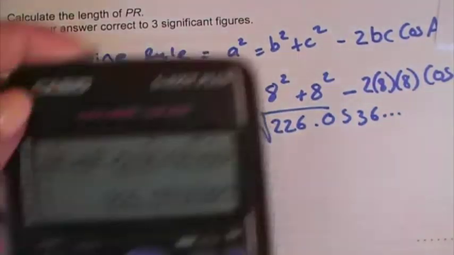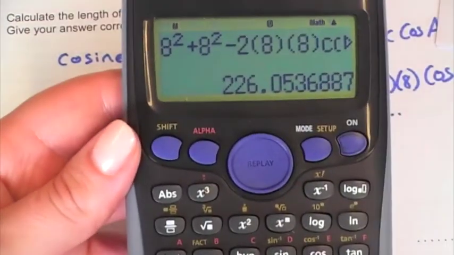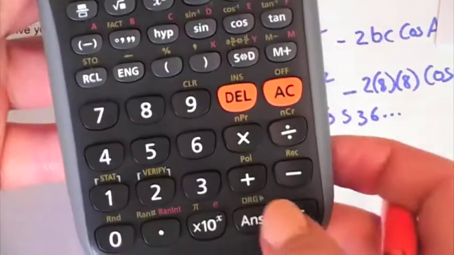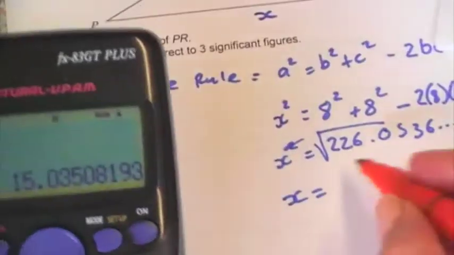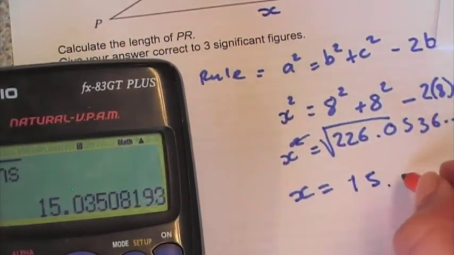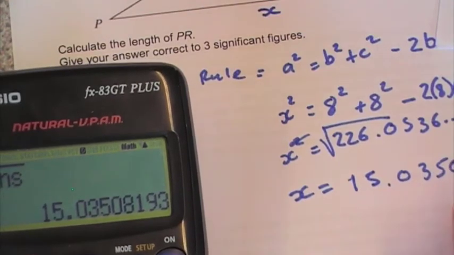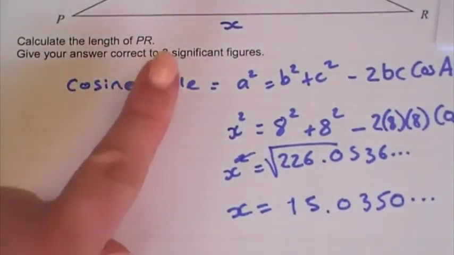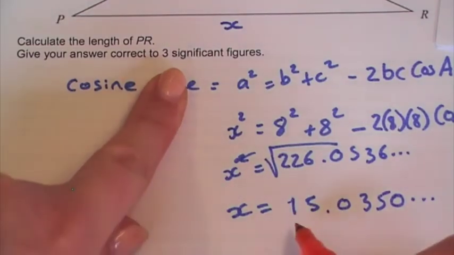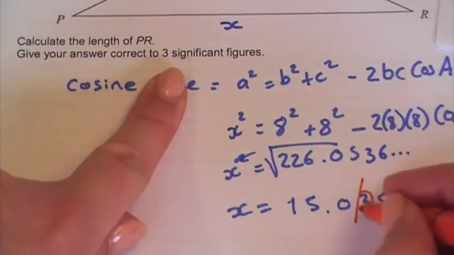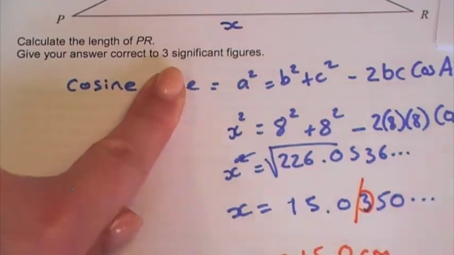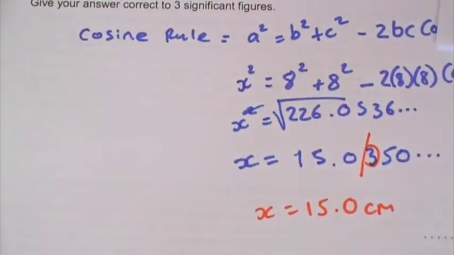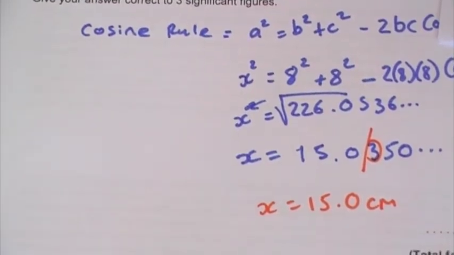So x equals, now my long answer is still on my calculator display. I'm just going to press root answer, so it looks like that, equals 15.0350... How accurate did they want it? 3 significant figures. 1, 2, 3. Cut off there. The 3 doesn't have an effect. So x is 15.0 centimeters. Do I need the 0.0? Maybe not. But they wanted 3 significant figures, so I'm giving them 3 figures.